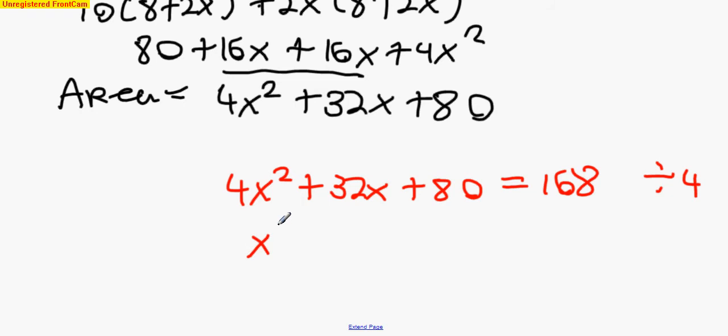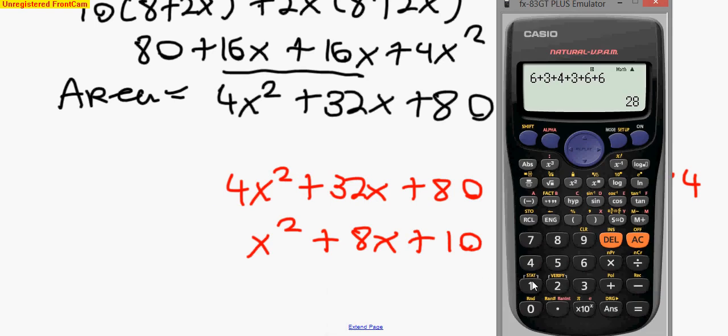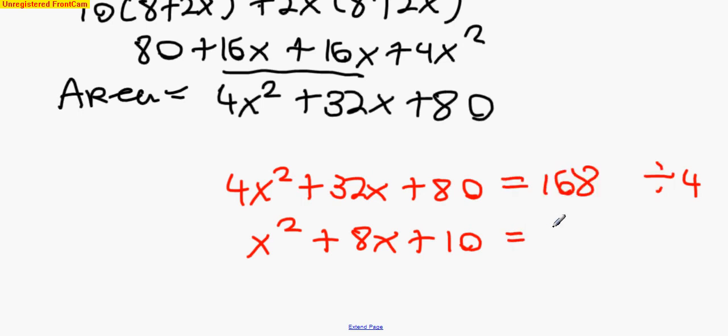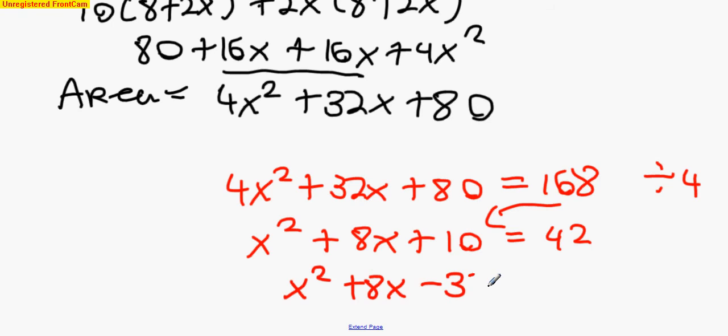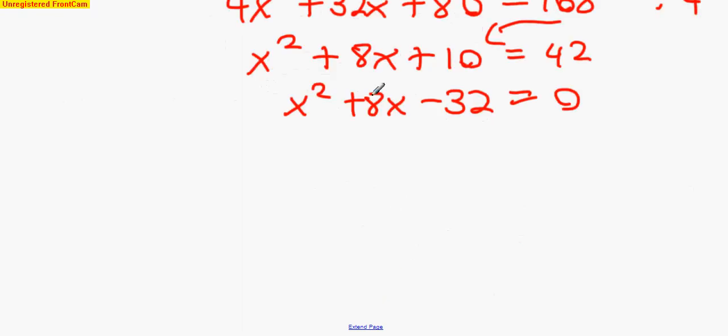So you get x squared plus ax plus 10. And 168 divided by 4 is 42. Equals 42. Bring the 42 across. And we're going to get x squared plus ax minus 32 equals 0. And what we can get here now is break up a reference number of minus 32. Reference number is minus 32 because it's the first number by the last number.